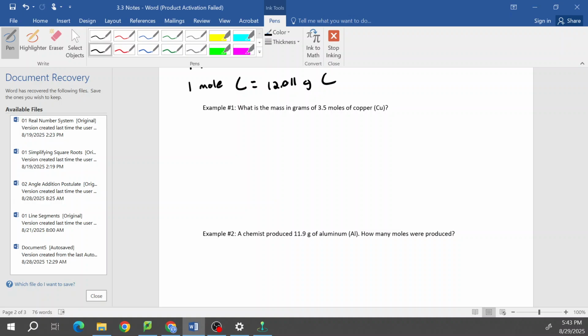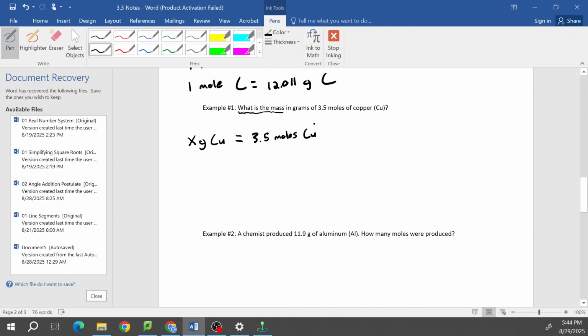Okay, so we set up our equation the same every time. I want to know, what is this question asking? Well, it's asking what is the mass. So I'm going to start X grams of copper, because that's what the question's asking for. And I'm going to set that equal to whatever they give me. So in this case, they give me 3.5 moles of copper.